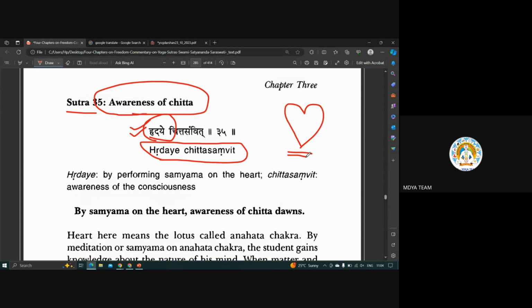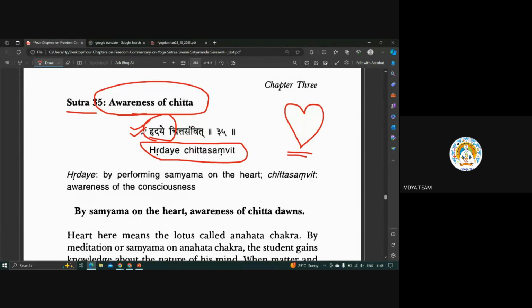Feelings arise from this area, from the heart region, not the mind region. No, the mind is not here. The mind's work is only taking decisions, but the feelings start from the heart region because it is the location of the chitta.